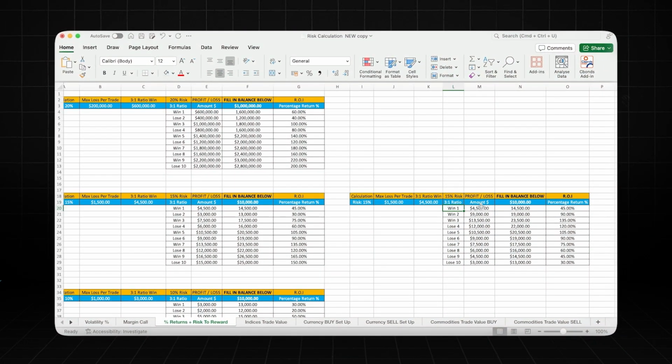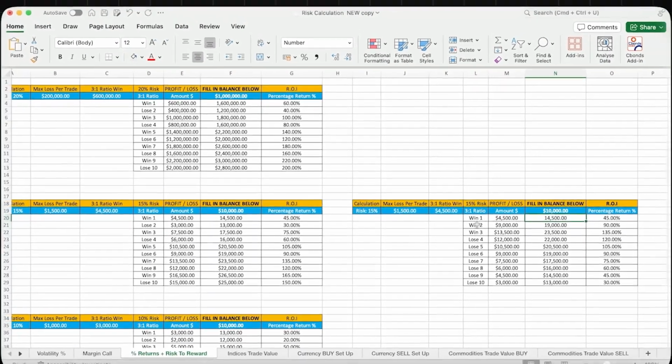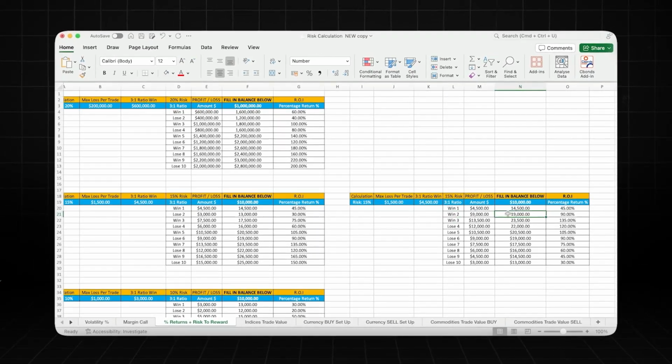If I was to win my first trade and make 4,500 on my 10,000 account balance, I'm up to 14,500. If I win a second trade, I then go up to 19,000, because I've made 4,500 profit twice. If I win the third trade, my account balance now goes up to 23,500, because I've won 3 trades in a row. 4,500 times 3, right?